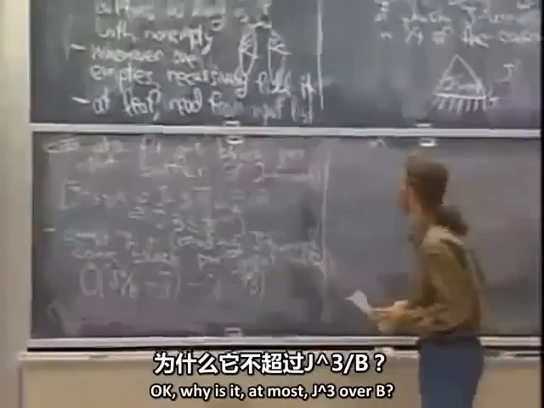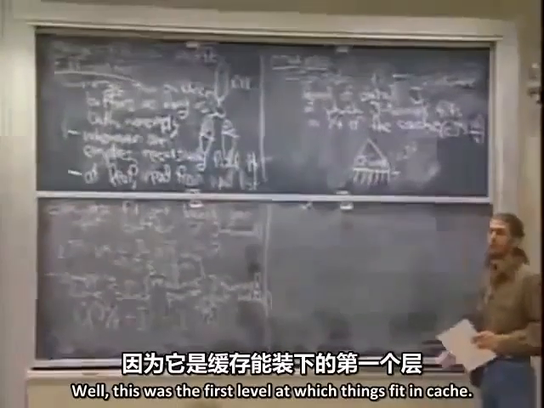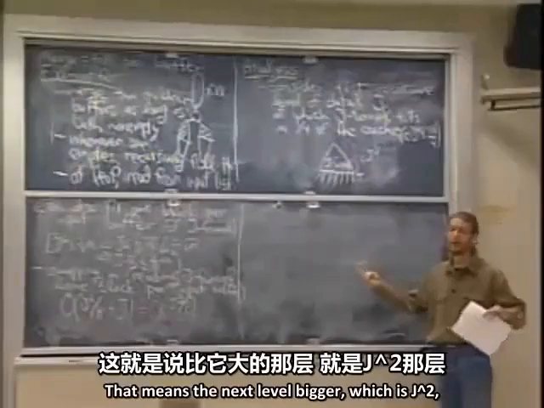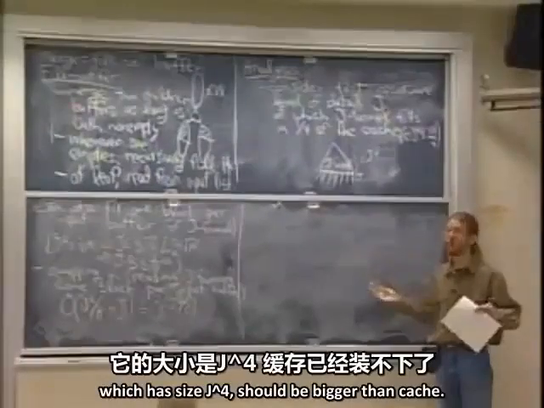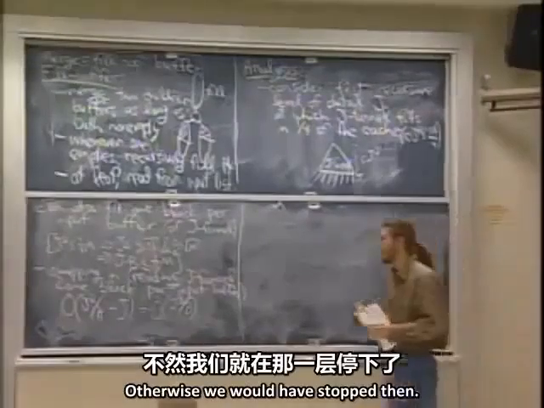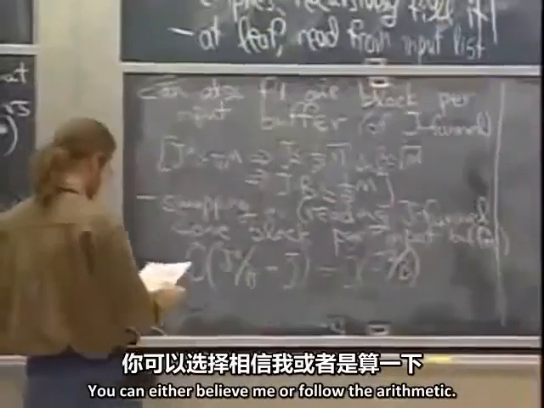Why is it at most j cubed over B? Well, this was the first level at which things fit in cache. That means the next level bigger, which is j squared, which has size j to the 4th, should be bigger than cache. Otherwise, we would have stopped then. Okay, so this is just more arithmetic. You can either believe me or follow the arithmetic.